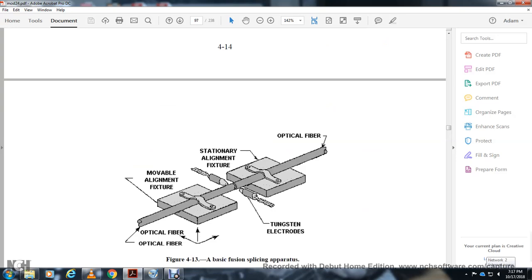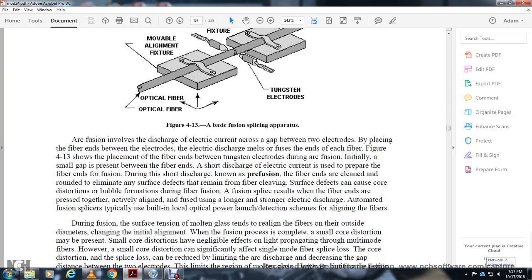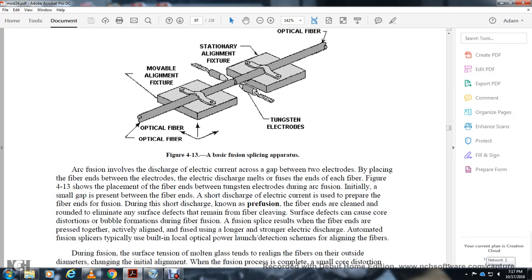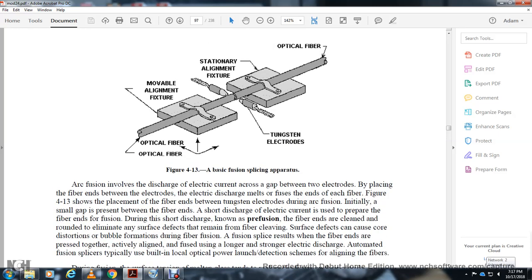Figure 4.13 shows the basic fusion splicing apparatus: the optical fiber, the moving alignment fixture, the stationary alignment fixture, and the tungsten electrodes. Arc fusion involves the discharge of electrical current across the gap between two electrodes. By placing the fiber ends between the electrodes, the electric discharge fuses the end of each fiber. The arc fusion occurs only with a small gap present between the fiber ends. A short discharge of electrical current is used to prepare the fiber ends for fusion.